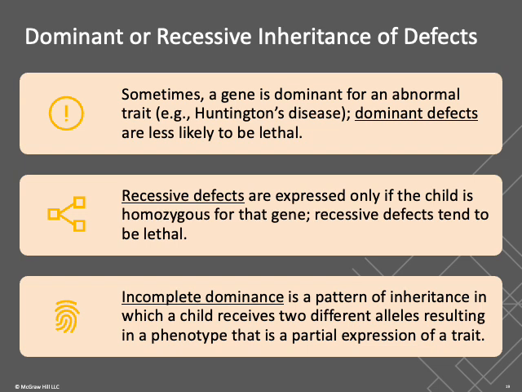Sometimes a gene is dominant for an abnormal trait, such as Huntington's disease. Dominant defects are less likely to be lethal. Recessive defects are expressed only if the child is homozygous for that gene. Recessive defects tend to be lethal. Incomplete dominance is a pattern of inheritance in which a child receives two different alleles, resulting in a phenotype that is a partial expression of a trait.